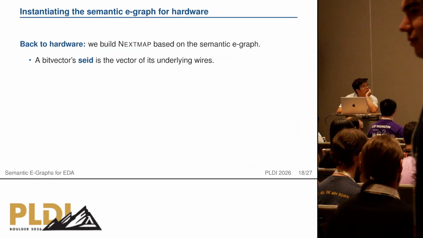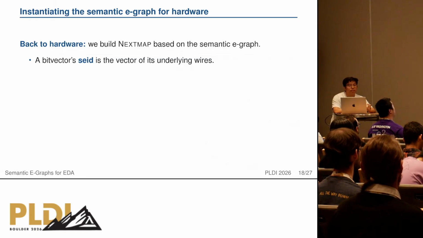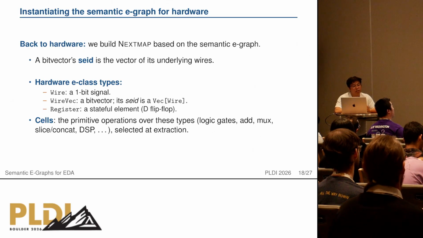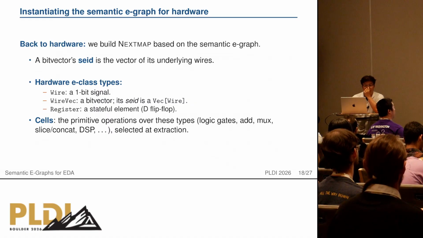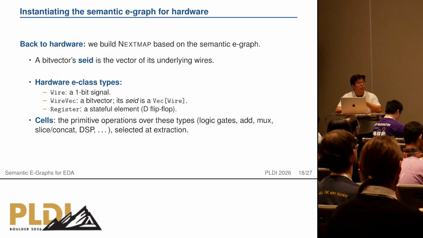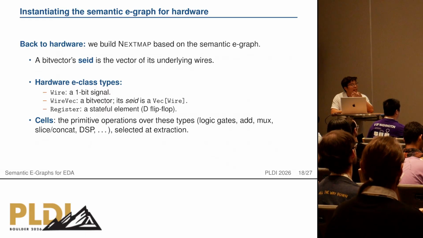And we are back to our Nextmap tool. We have the tool for hardware implemented based on the semantic egraph, and we are working on a simple domain. So the bit vector SEID is the vector of its underlying wires, and we have some hardware E-class types like wire, vector, and register, and we also have cells, which are primitive operations over these types. We have both bit-level and word-level logic gates and adder, mux, slice, concat on words, and some DSP or technology-dependent resources. They will be selected at the extraction.